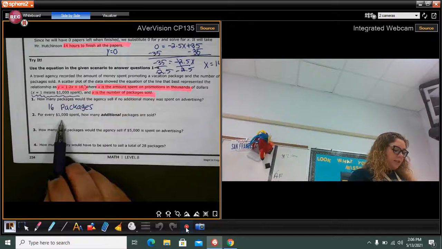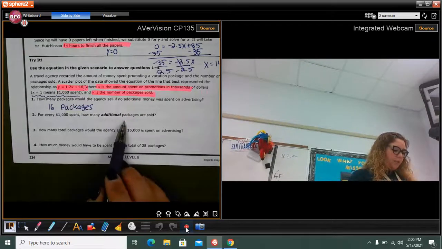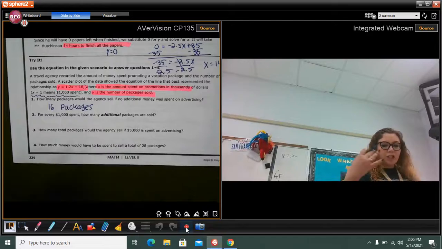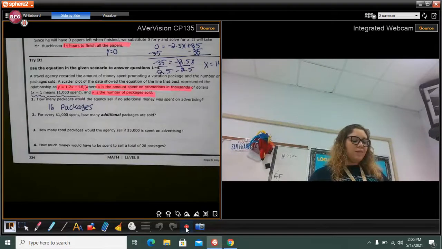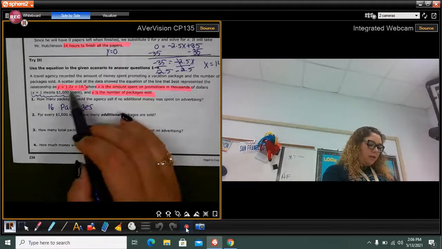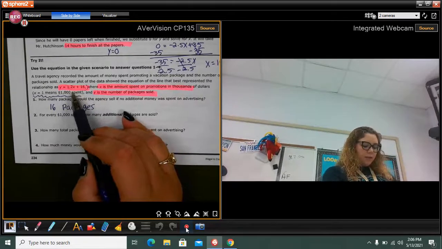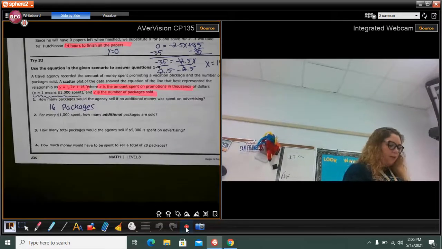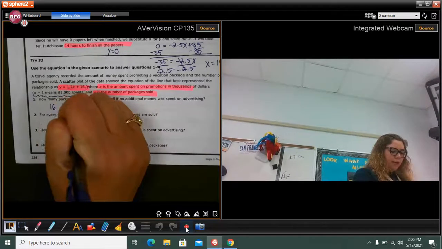For every $1,000 spent, how many additional packages are sold? We're talking about your rate for every 1,000. Remember, this is going to be over 1. So it's going to be talking about my slope. When we're talking about rates, we're talking about slope. So it's going to be 1.2 packages.